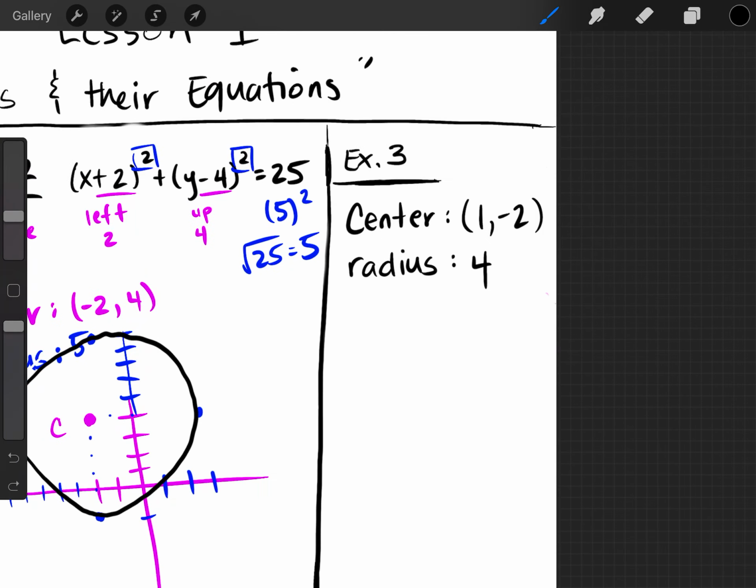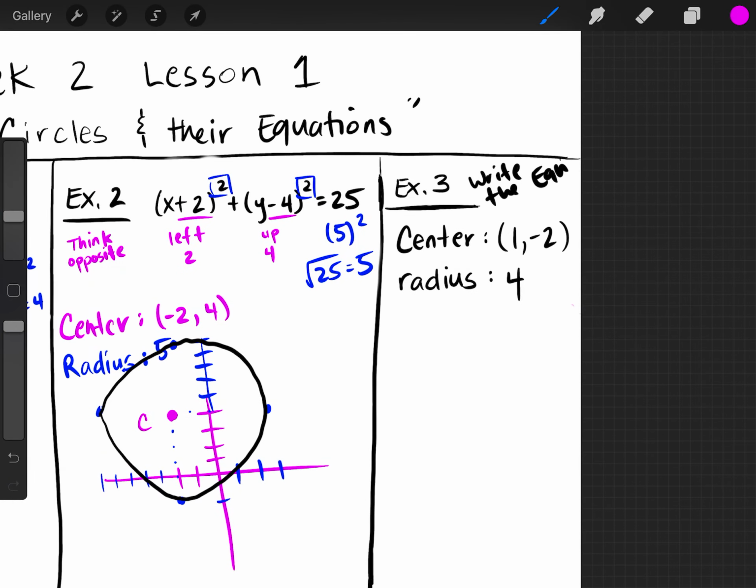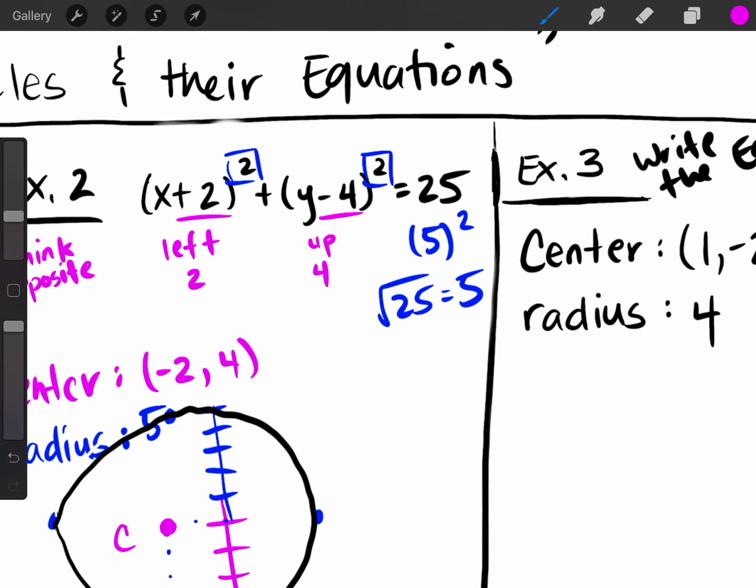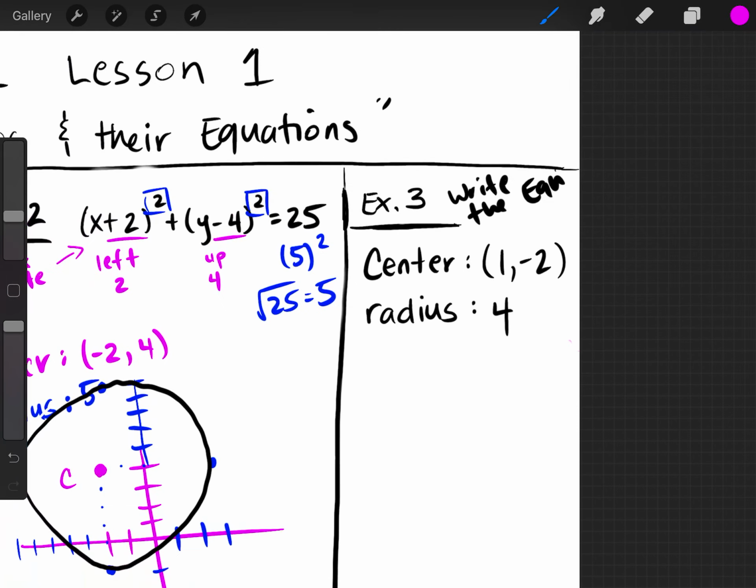The last thing that we're going to look at here is writing the equation. So we're going to write the equation. I'm going to say write the equation for a circle that has center 1, negative 2, and radius of 4. So now we're going backwards. Now the first thing that we want to do is let's think about the center. Now our equations for circles always follow this pattern right here. X plus something squared, y minus something squared equals the radius.